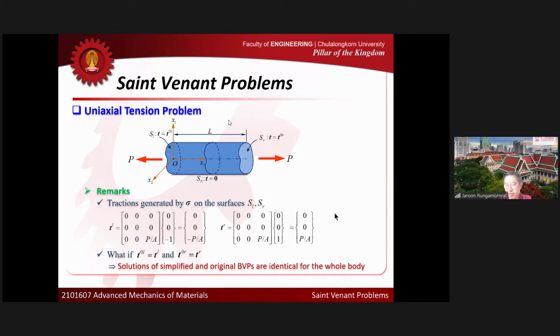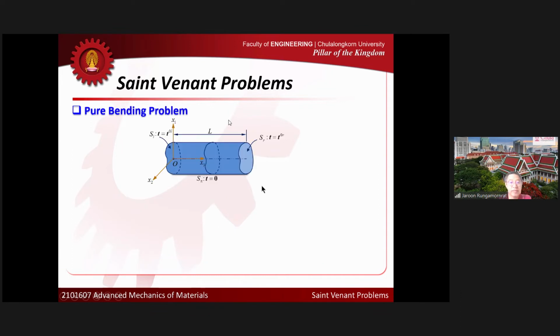Okay. So if you don't have any question, I will move to the second problem. Now we look at different type of traction applied at the left and at the right ends.